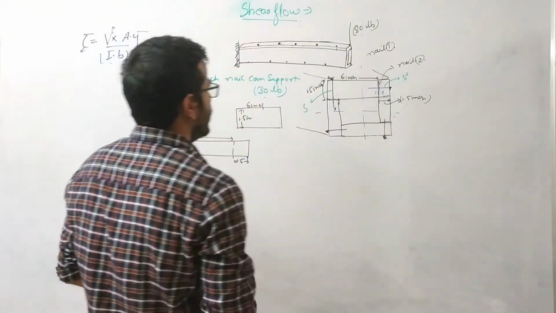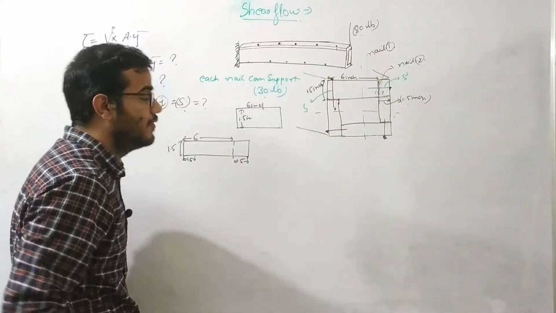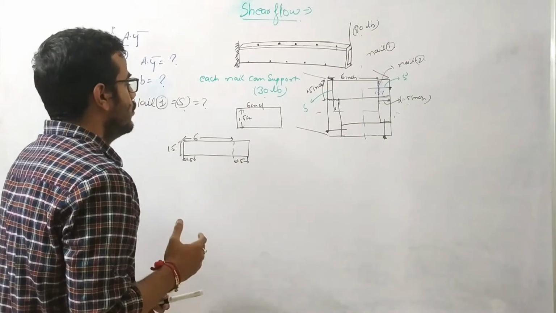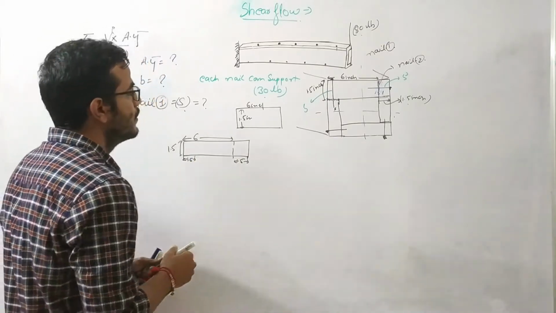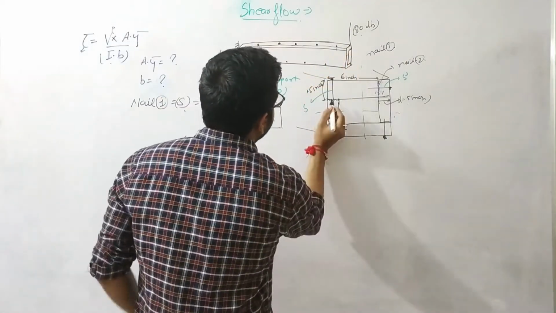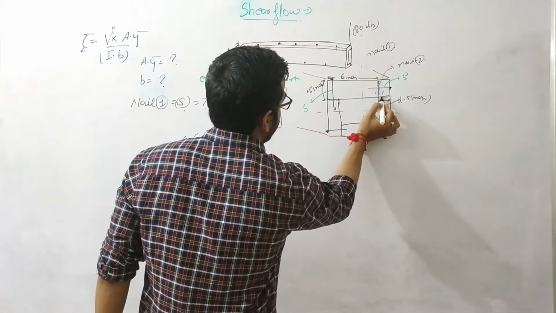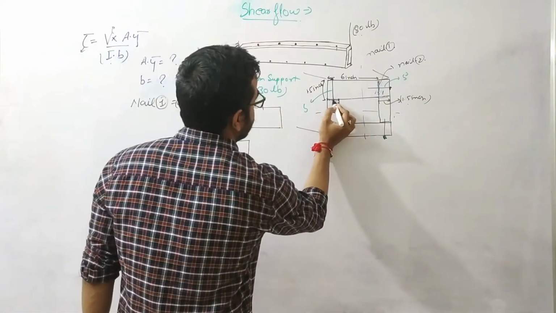How will the shear stress generate? Due to this load, I'll have some variation in bending moment. We have already discussed there will be some unbalanced force. To balance the force due to bending, there will be some horizontal shear stress at this location, and these two values will be the same. That's why I have cut the beam at this section.